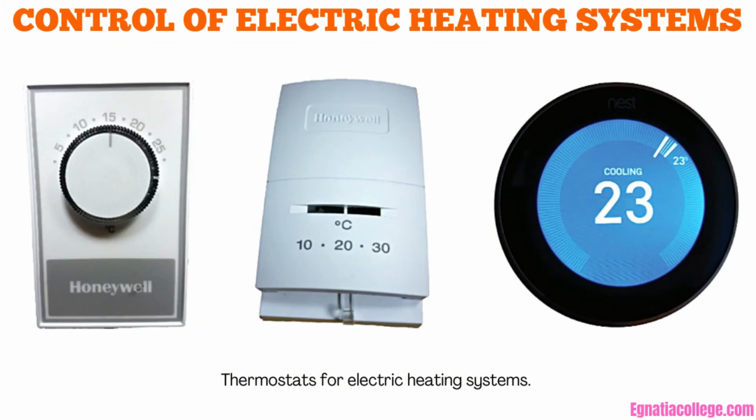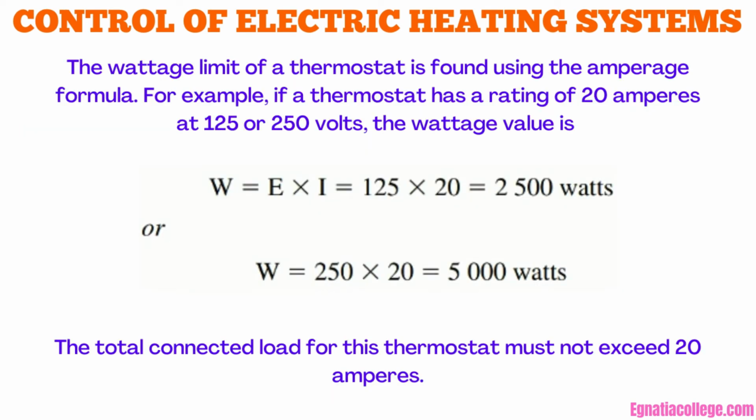Control of electric heating systems. Line voltage thermostats can be used to control the heat load for most baseboard electric heating systems. Common wattage limits for line voltage thermostats are 2,500 watts, 3,000 watts, and 5,000 watts. Additional ratings are available. The electrician must check the nameplate ratings of the heating unit and the thermostat to ensure that the total connected load does not exceed the thermostat rating. The wattage limit of a thermostat is found using the amperage formula as illustrated in this slide.